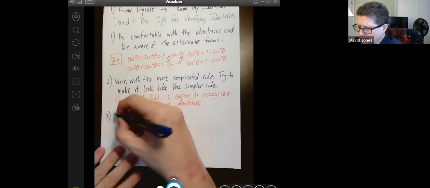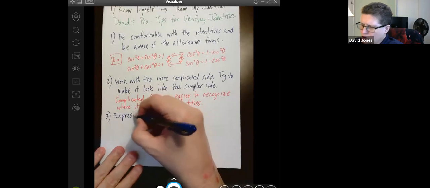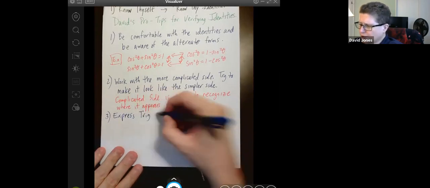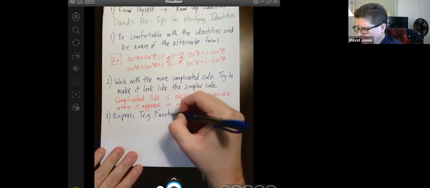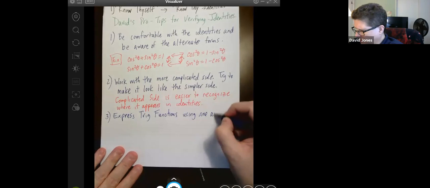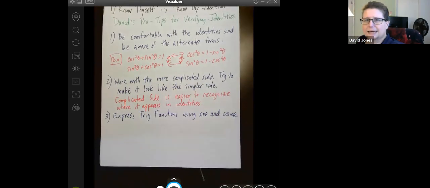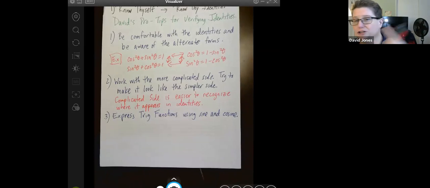If all else fails, well, not all else, this is always or usually a useful thing. Express the trig functions using sine and cosine. We've already seen that secant and cosecant can be written in terms of sine and cosine, but we also know that tangent and cotangent can. If we get them all down to sine and cosine, we've only got two different trig functions, and sometimes it's easier to work with.